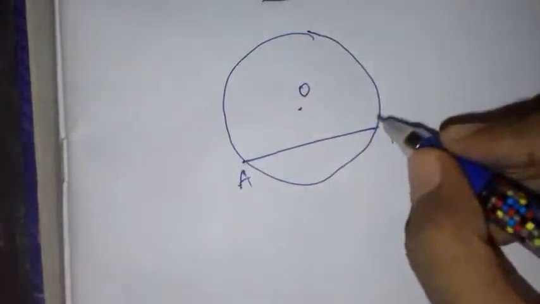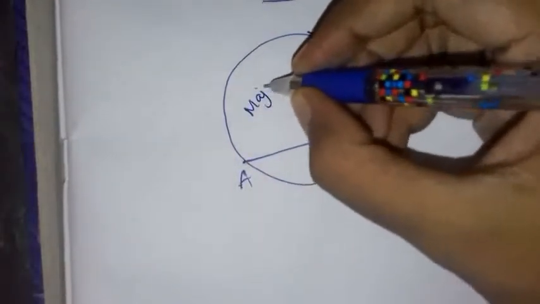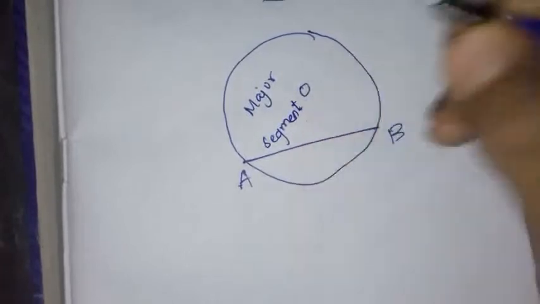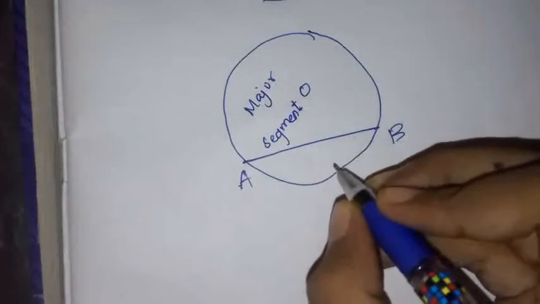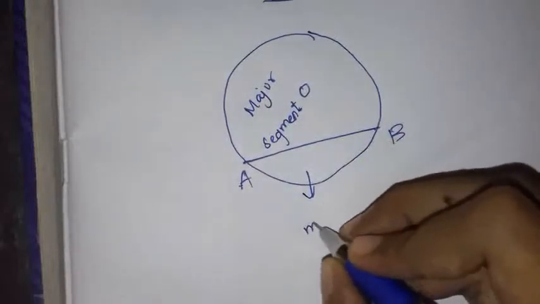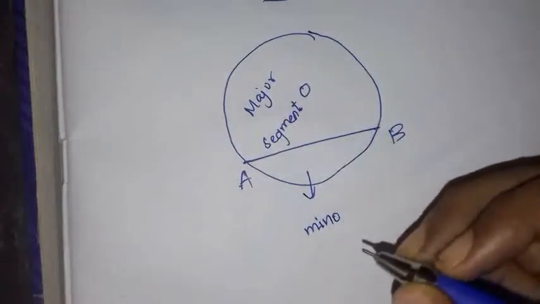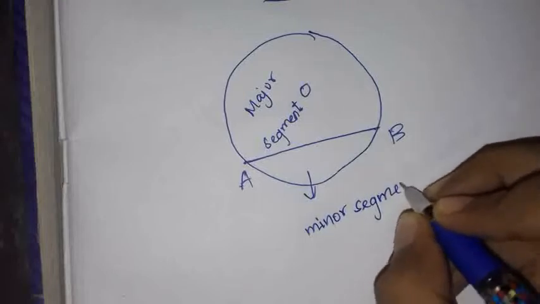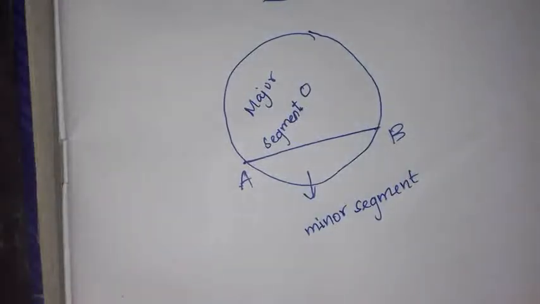Here, this is the major part. So, this is the major segment. This is the smaller part. This portion has only some portion. So, it is the minor segment. So, this is the minor segment. Have you all understood this?